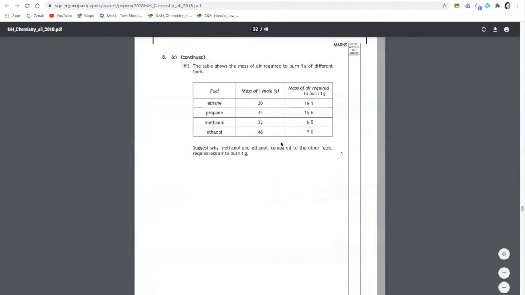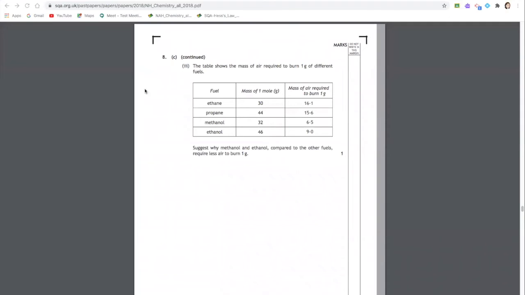Then 8C, part B, the table shows the mass of air required for 1 gram of different fuels. It asks why methanol and ethanol require less air than other fuels to burn 1 gram. So if you look at the difference between the fuels, you've got ethane and propane, so they're alkanes, and then you've got methanol and ethanol, which are alcohols. So the difference between them is that the alcohols that need less air already have oxygen in them, whereas the alkanes don't. So they require less air because the molecules already contain oxygen.